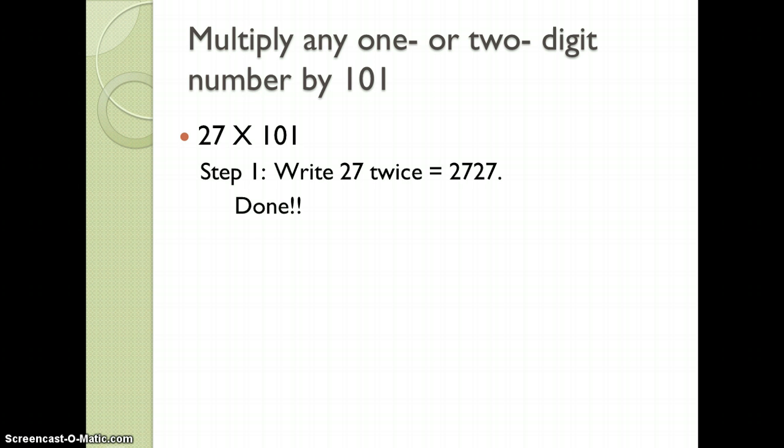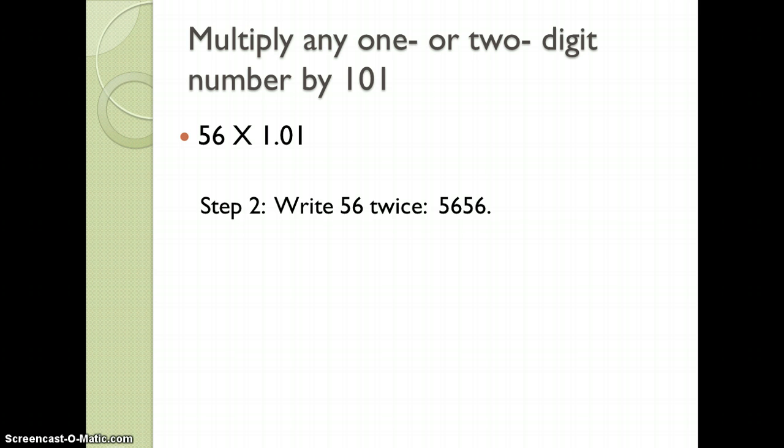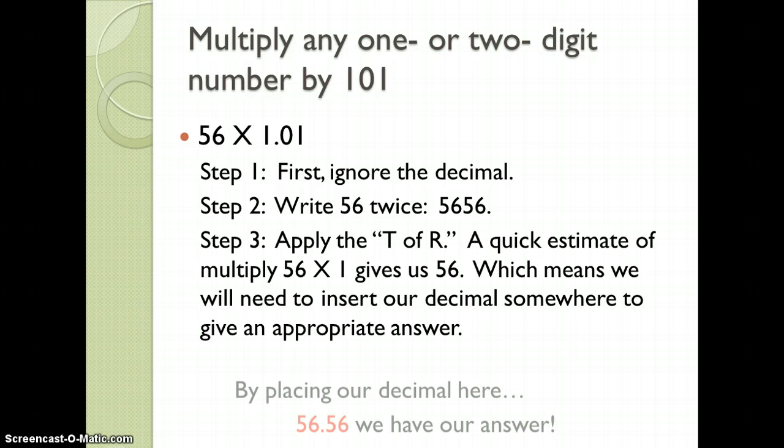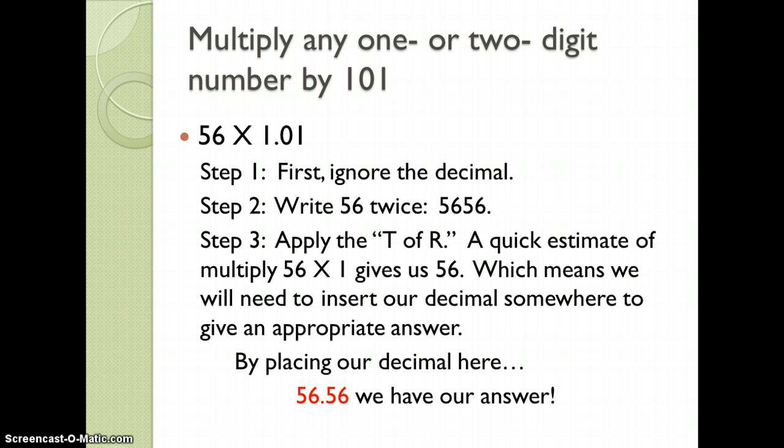As simple as that. Let's try 56 times 1.01. Now, although that does look like 101, like before, let's ignore the decimal and think to ourselves 56 times 101. If we write down 56 twice, just like in the previous example, we would have 5,656. Then we need to apply the test of reasonableness. A quick estimate of 56 times 1 gives us 56, which means we'll need to insert our decimal somewhere to give an appropriate answer. So what we'll need to do is insert our decimal in between the two 56s, so 56.56, and we have our answer.